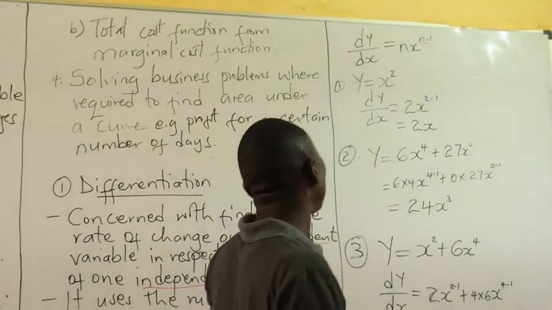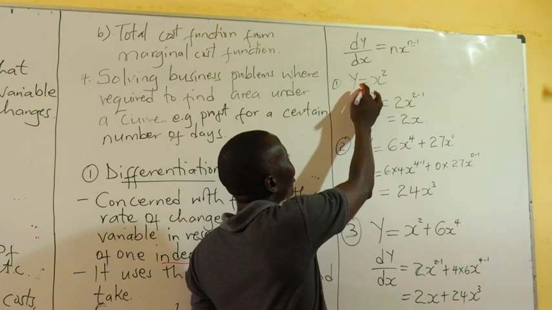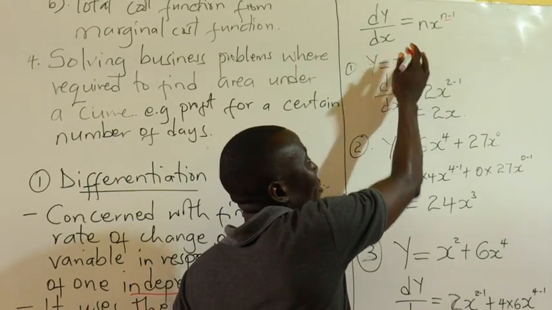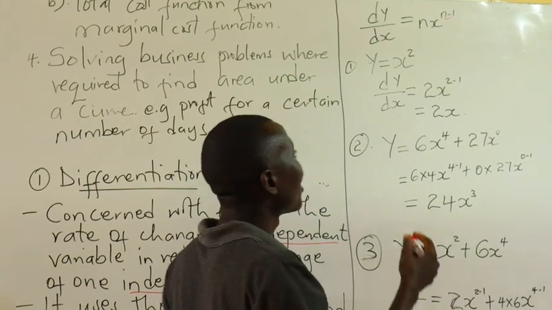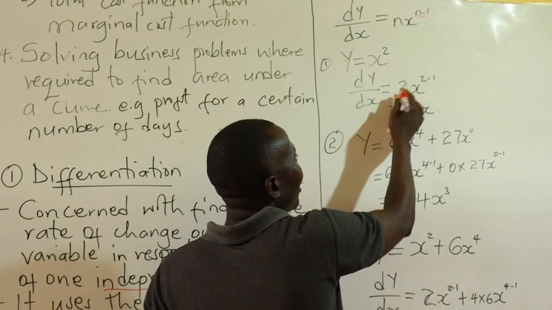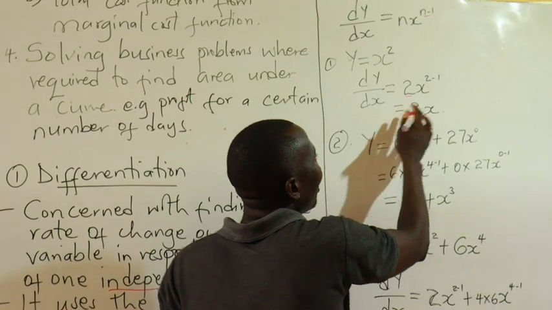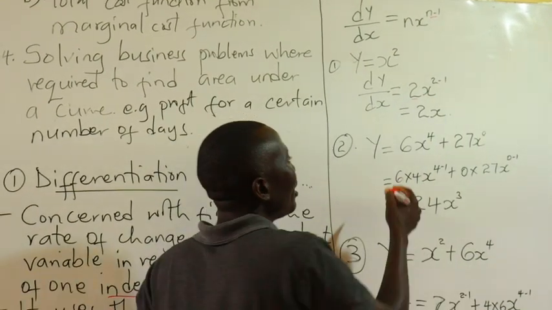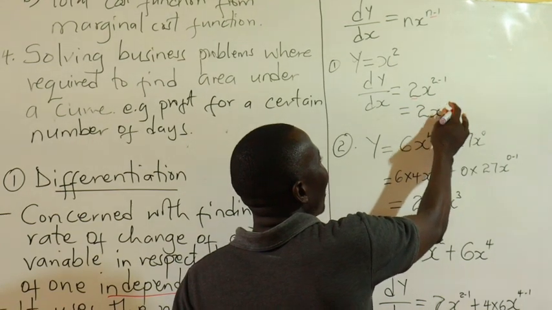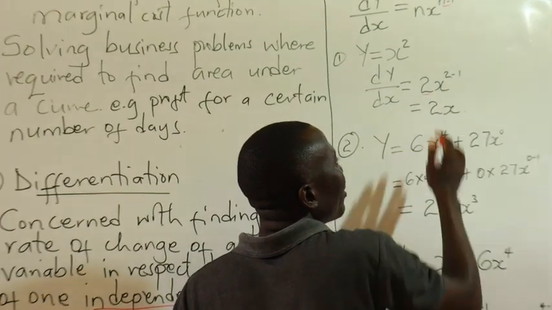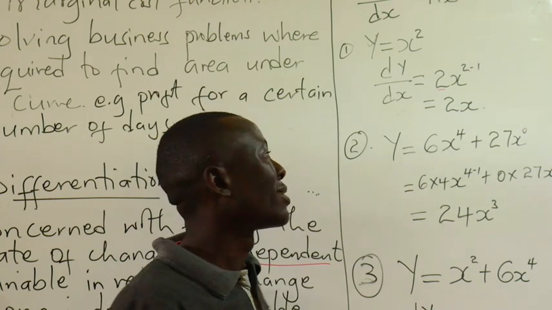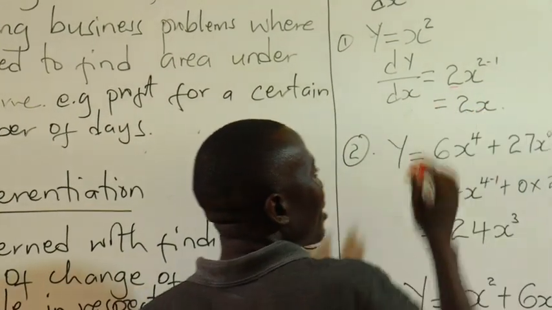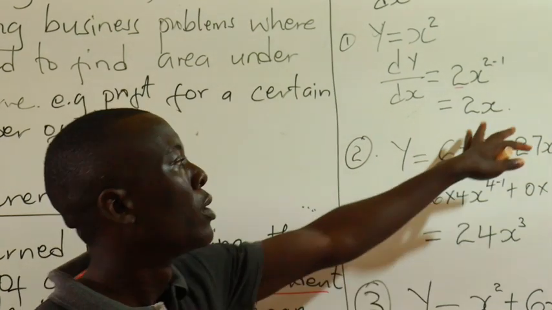For example, if we have a numerical example and our function here is y equals x raised to 2, that is x squared, then first of all we drop this 2 so that it becomes 2x, then we reduce the power by 1 so that eventually it is 2x raised to 1, which is the same as 2x. I've just avoided writing the 1, and therefore it just remains 2x.